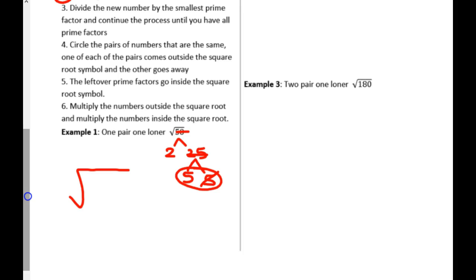Now, here's the deal. We said that the couple's going out, so what am I going to put outside over here to the left? 5. Not 2 5s, not 10, not 25, just the number 5, okay?